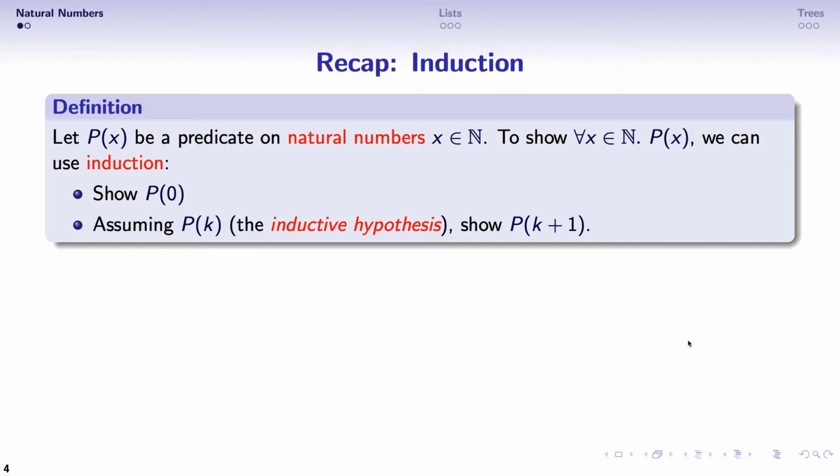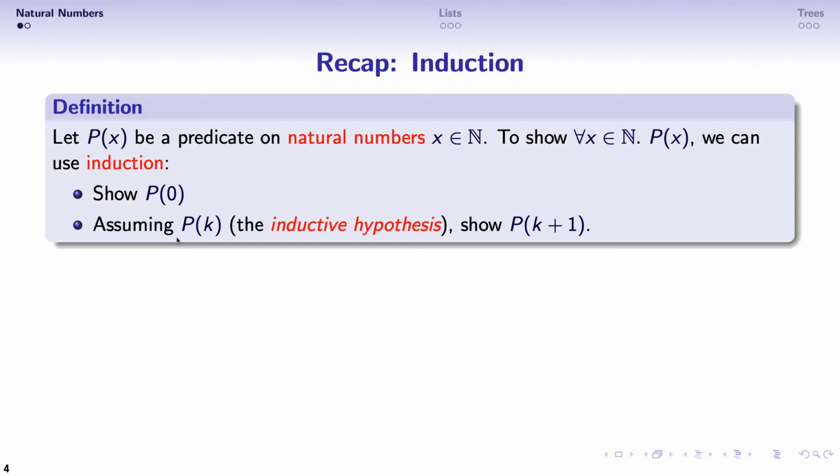So this assumption, P of k, that I make when I'm trying to show P of k plus 1, that's called the inductive hypothesis. And so we have these base cases where we don't have any inductive hypothesis and they're based on the basic elements of our inductive set. And then the production rules give us this inductive case with an inductive hypothesis for each of the smaller pieces.